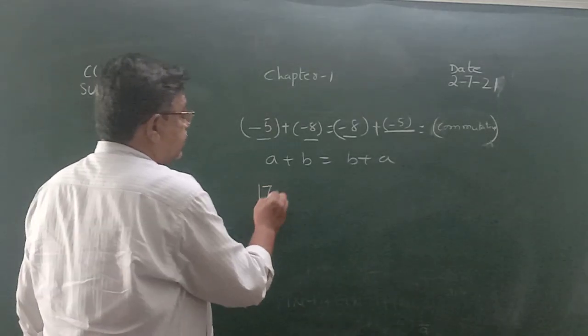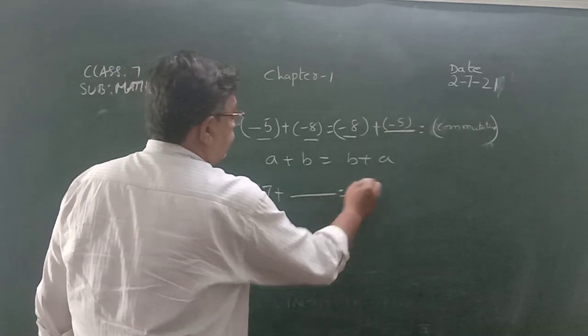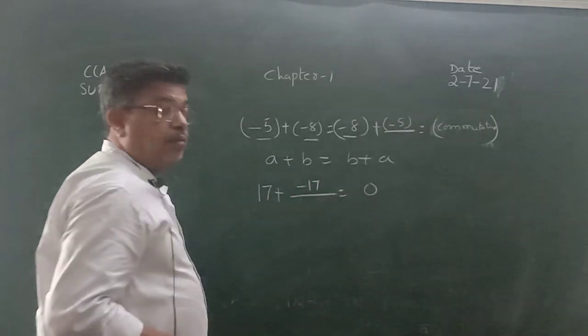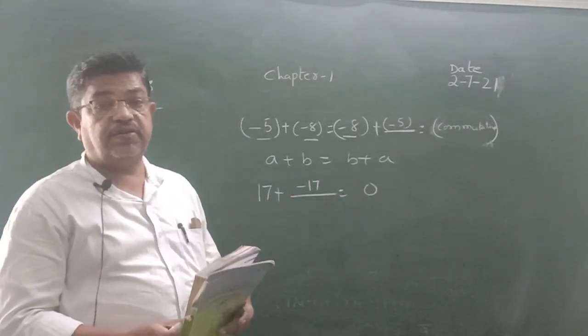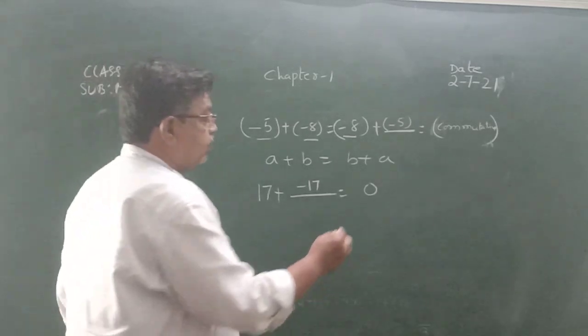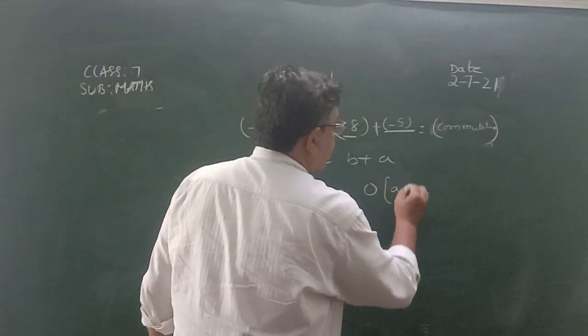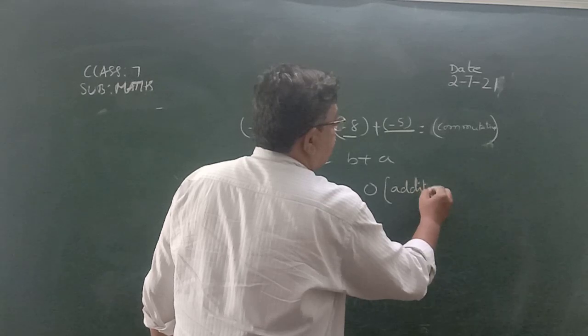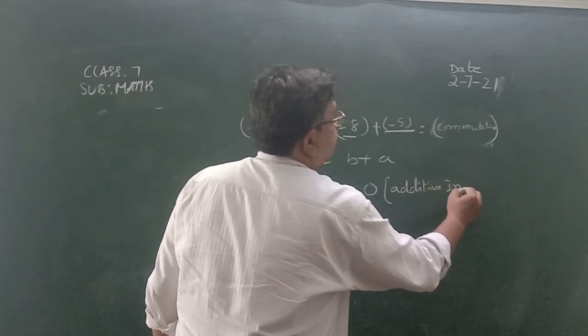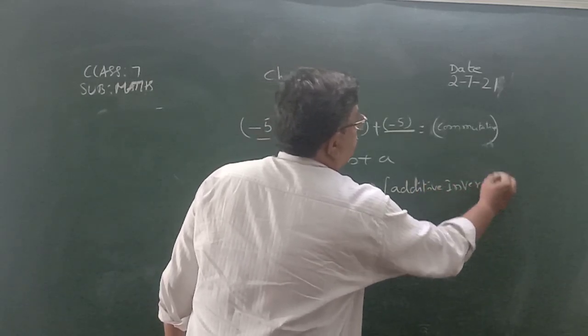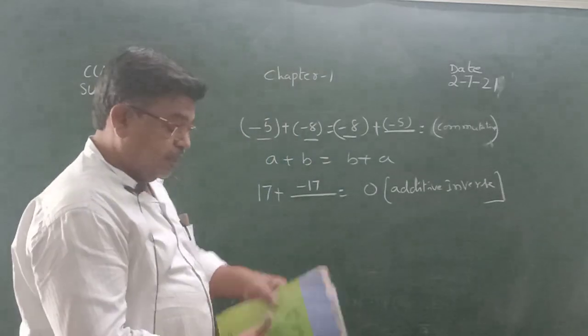What is this? 17 plus blank equal to 0. The answer is how much? Minus 17. To plus 17, minus 17 is added and you got the result equal to 0. We call this additive inverse. Additive inverse.